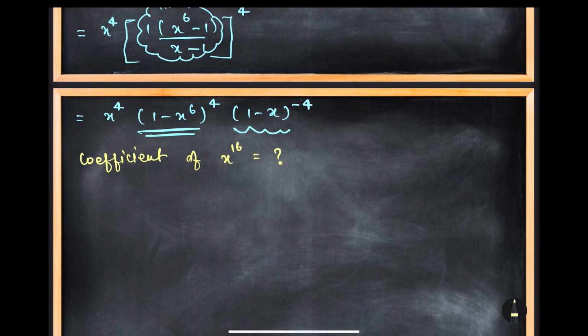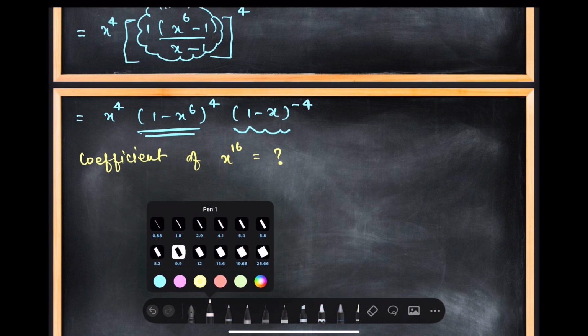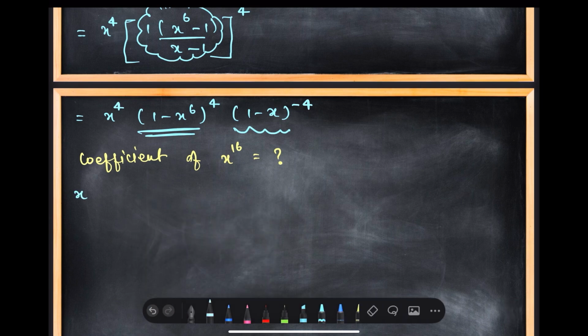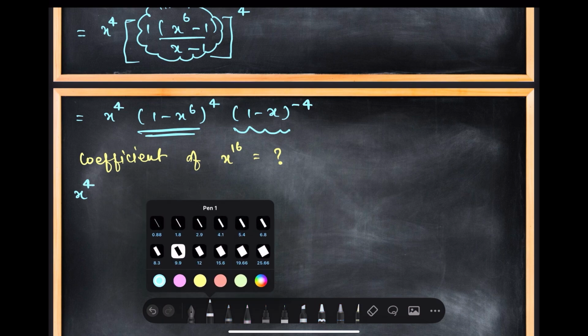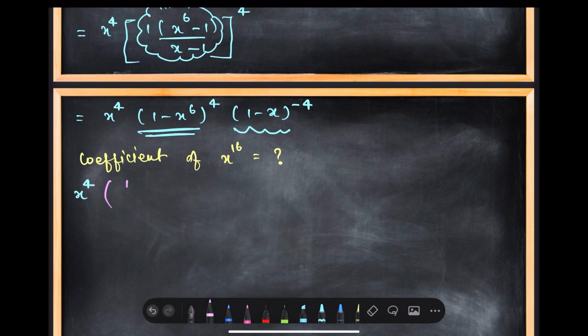Now let's rewrite everything. We have the first element as x power 4. Now we will have the second element as 4c0. Here, in place of y we have minus of x power 6, so I can write minus of x power 6, and in place of x there is 1. 1 power anything will be 1 only. So the first element will be this. Then 4c1 times minus x power 6 power 1.